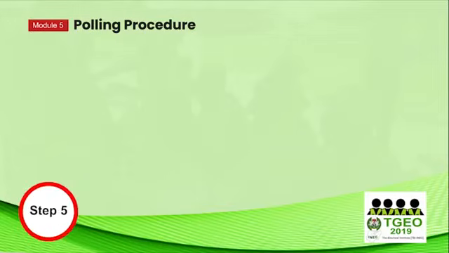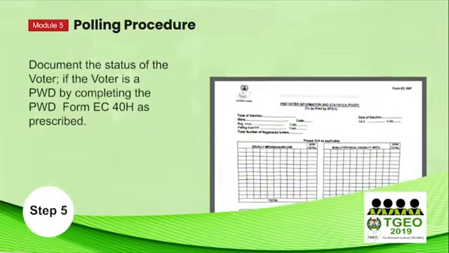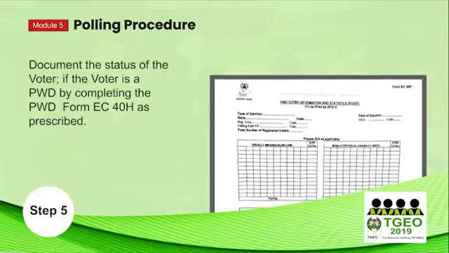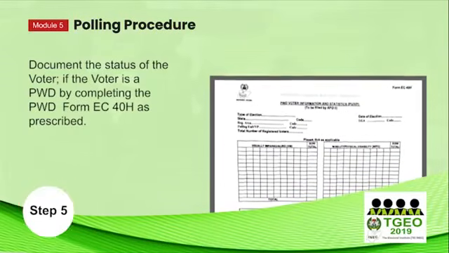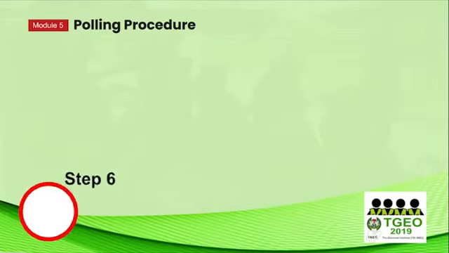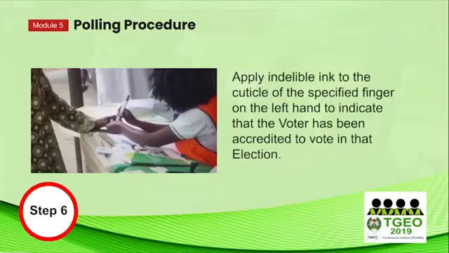Step 5. Document the status of the voter if the voter is a PWD by completing the PWD Form EC40H as prescribed. Step 6. Apply indelible ink to the cuticle of the specified finger on the left to indicate that the voter has been accredited to vote in the election.